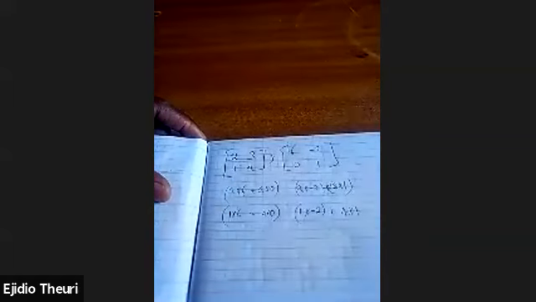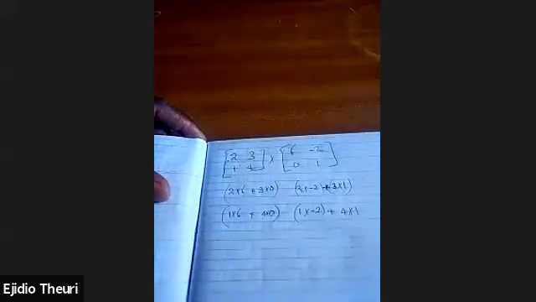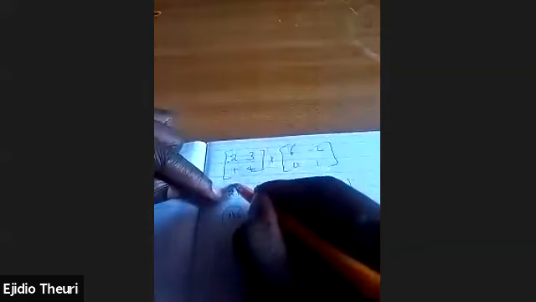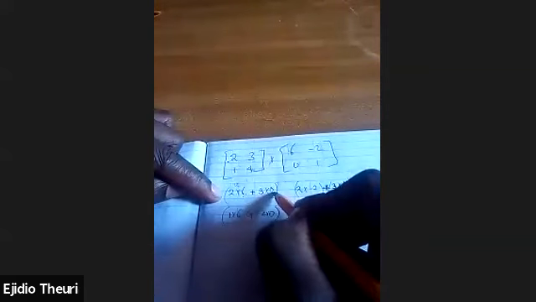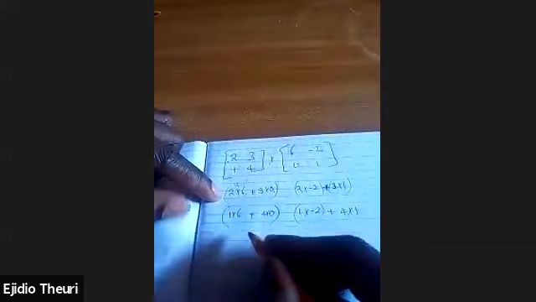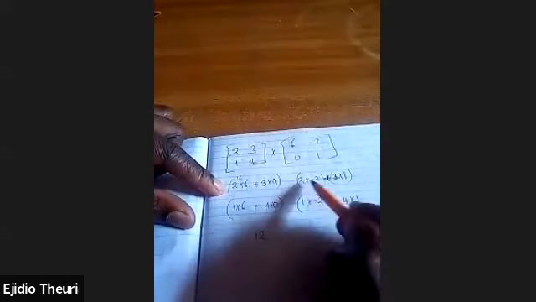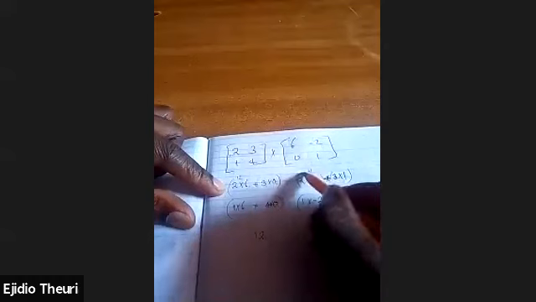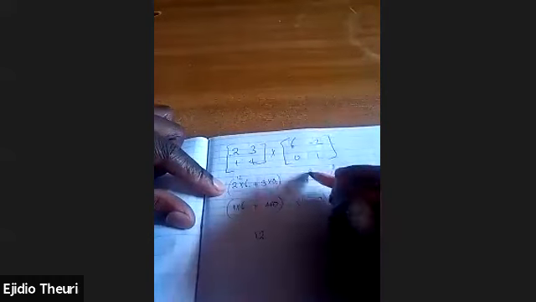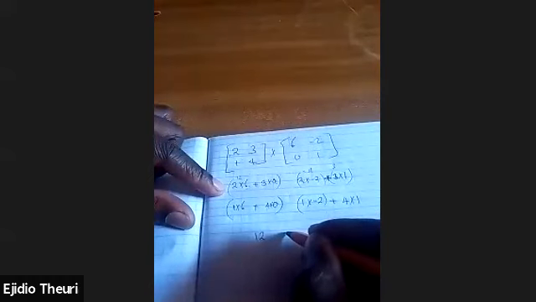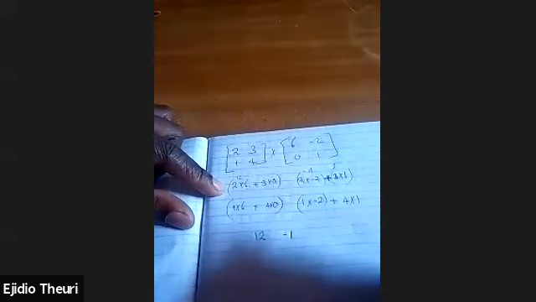So what we should do in this case, 2 times 6 will be 12, plus 3 times 0 is 0. So the first part will be 12. Again, 2 times negative 2 is negative 4, sorry, and 3 times 1 is 3. Negative 4 plus 3 is negative 1.